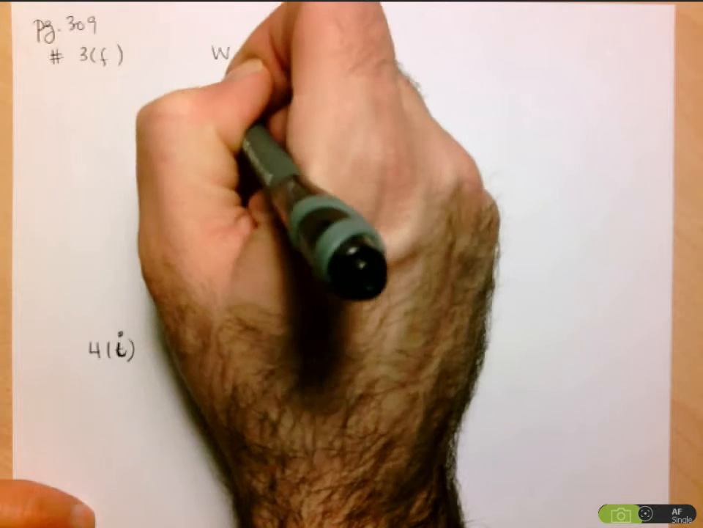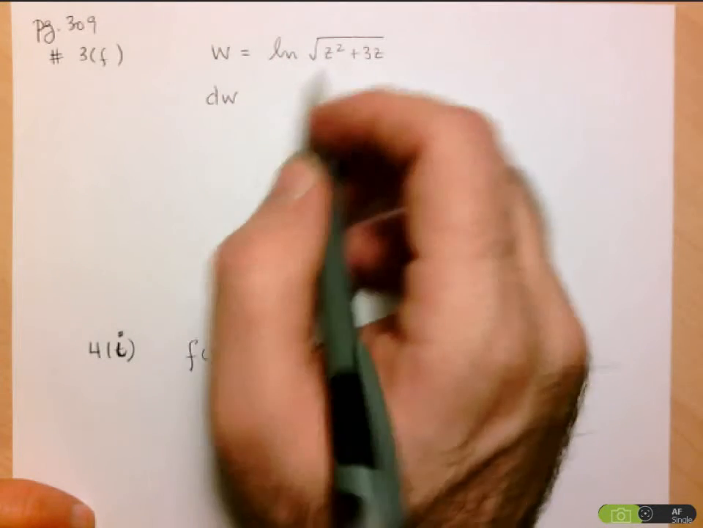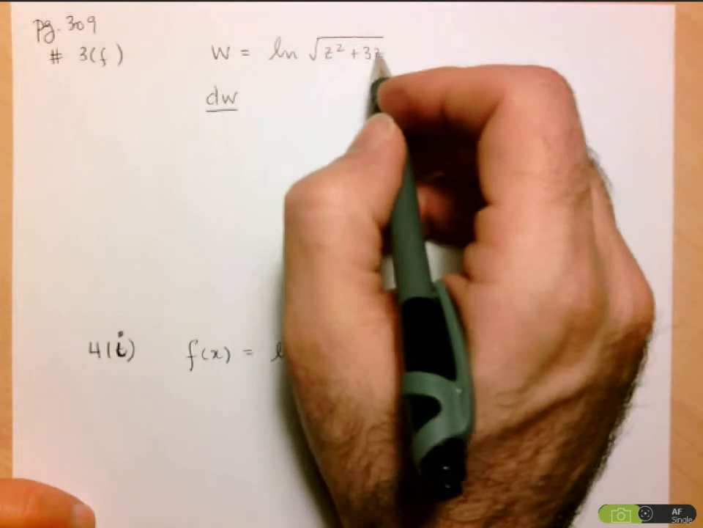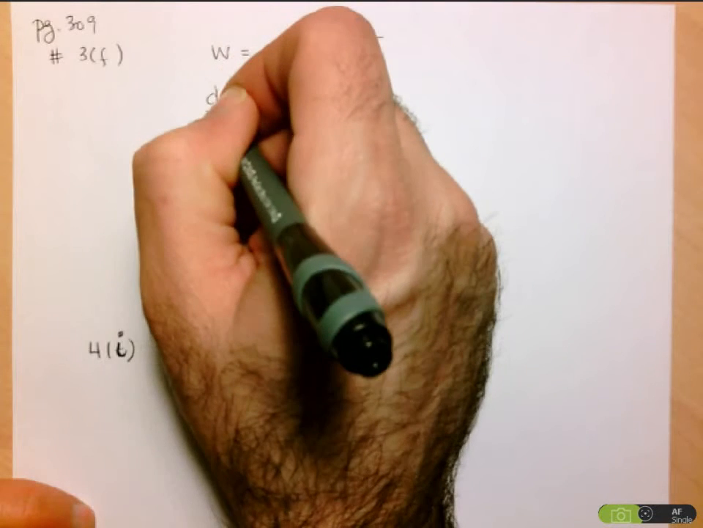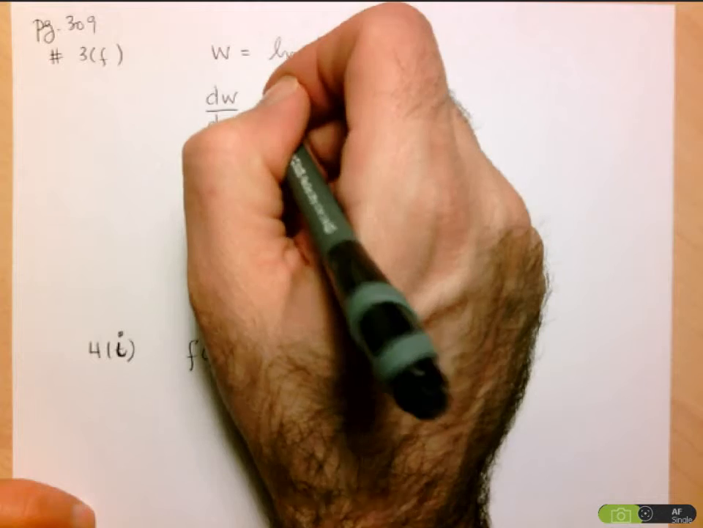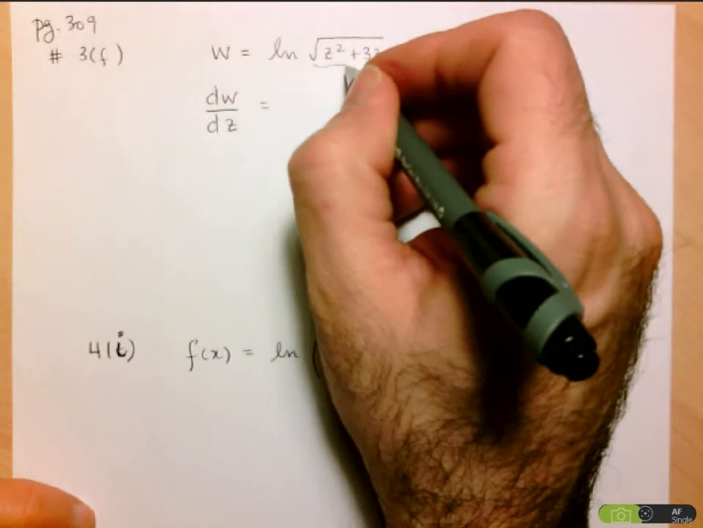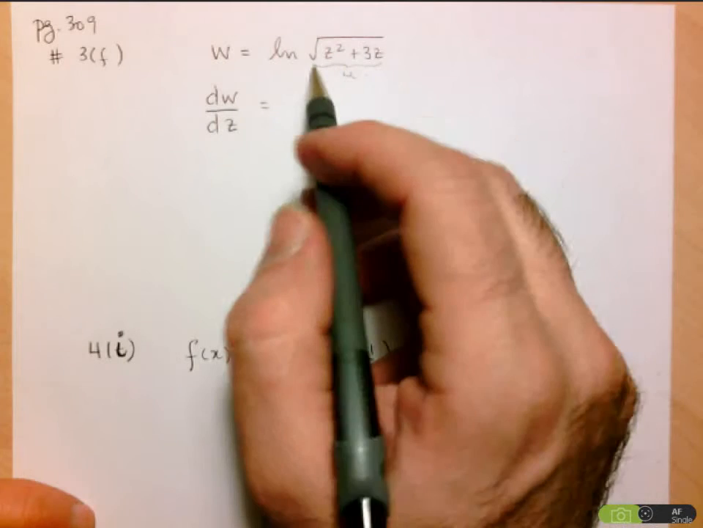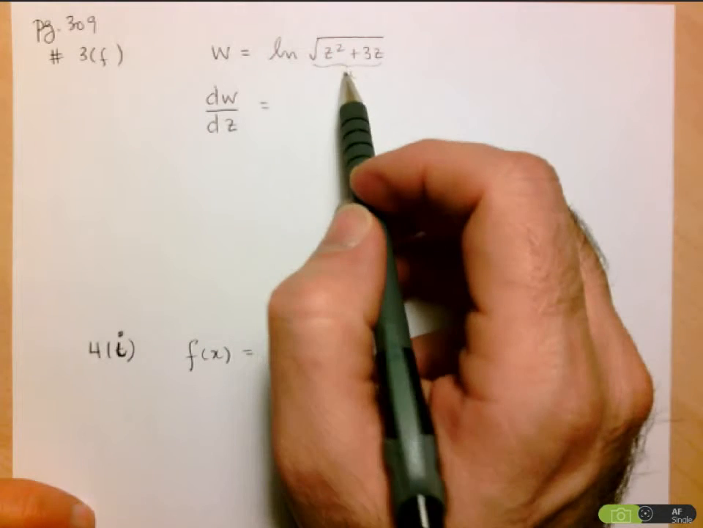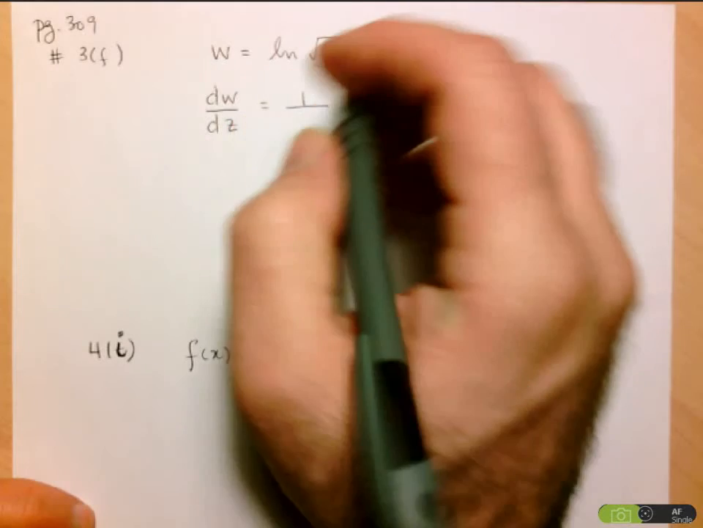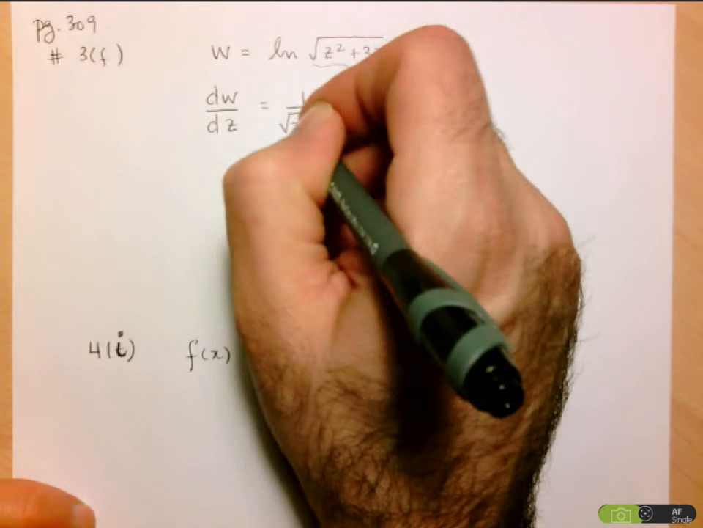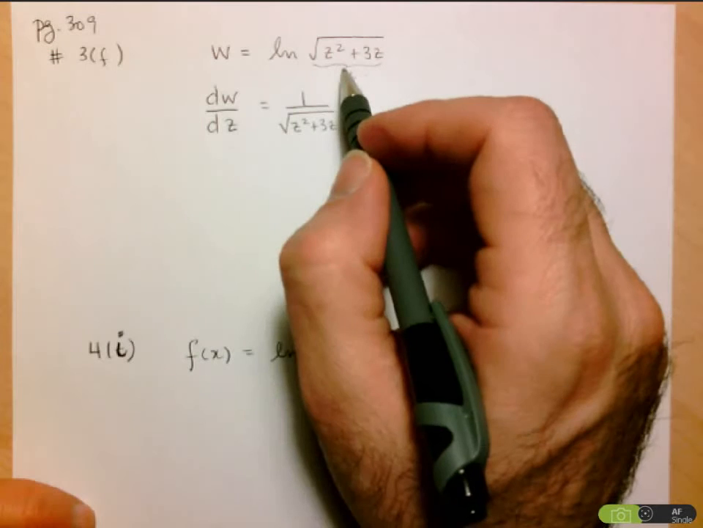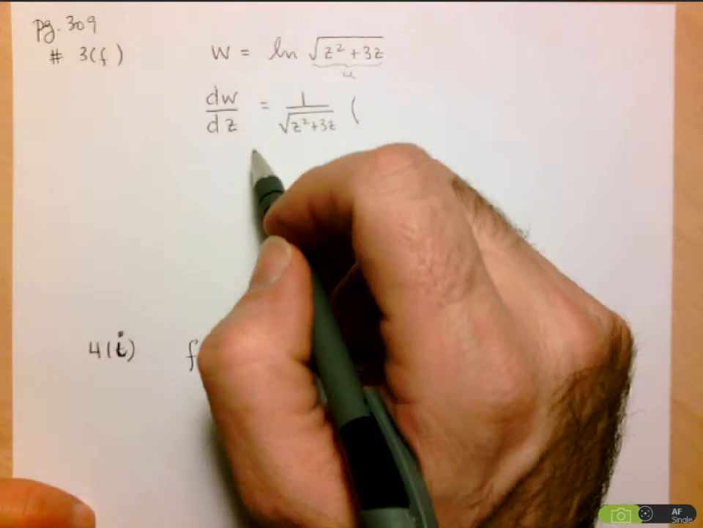So here we'll use the variables that are given. w is our function, and our independent variable is z, so we'll say dw/dz. As we usually do, we'll make this whole thing u. First we're taking the derivative of ln u with respect to u, which is 1 over u, or 1 over the square root of z squared plus 3z. Then times the derivative of u with respect to, in this case, z.